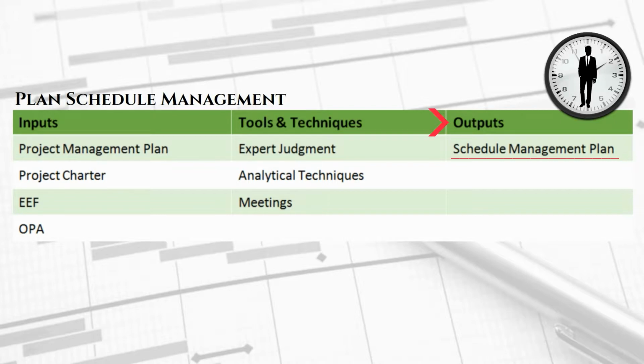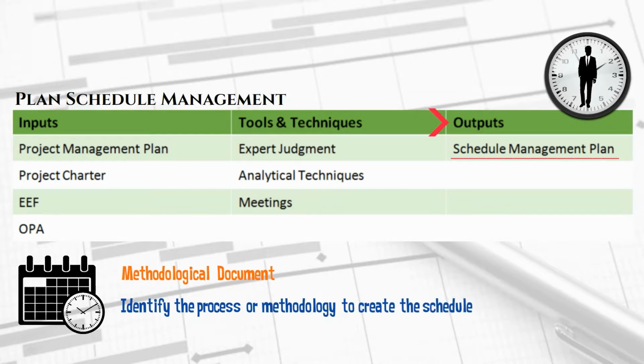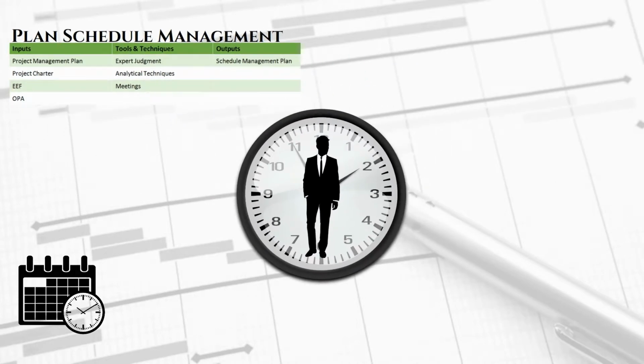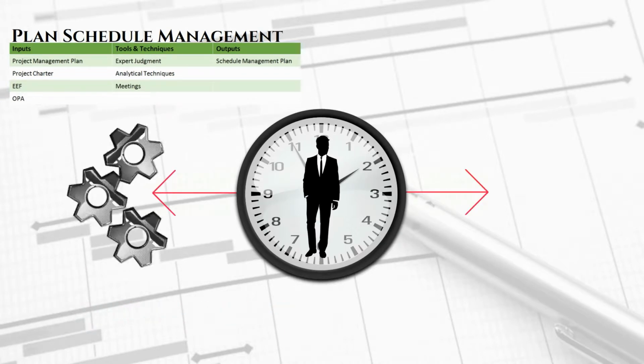This subsidiary plan, much like the Scope Management Plan, is a methodological document that allows the project manager to identify the process or methodology to create the schedule. As such, the Schedule Management Plan will not identify the schedule, but rather outline the relevant guidelines on how the schedule should be developed and ultimately managed.